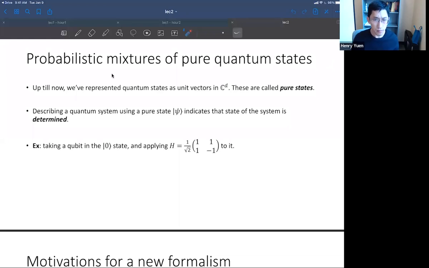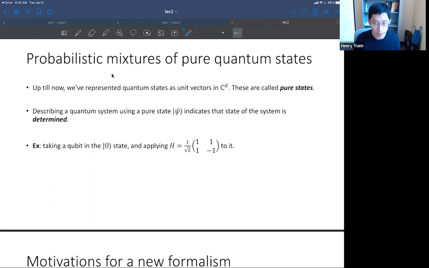All right, so in the previous class, we had a very quick introduction to quantum information, and there we introduced quantum states as being described by unit vectors in some C to the D, some D-dimensional unit vector. And these unit vectors are called pure states.